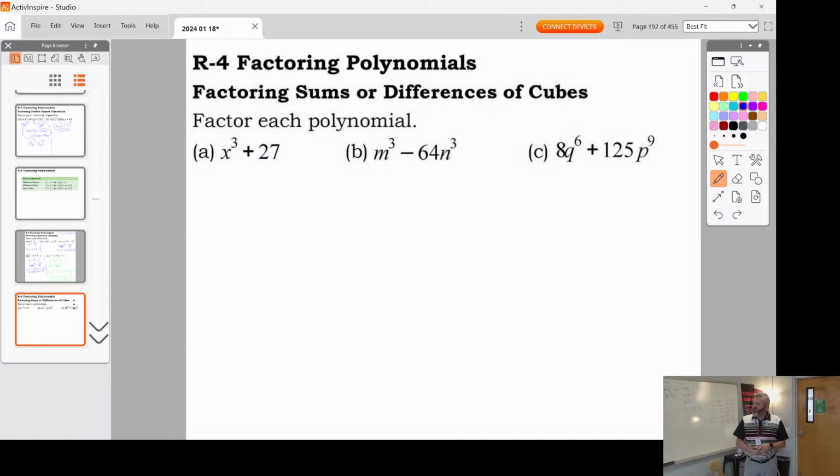All right, sums and differences of cubes. First problem. x cubed plus 27.